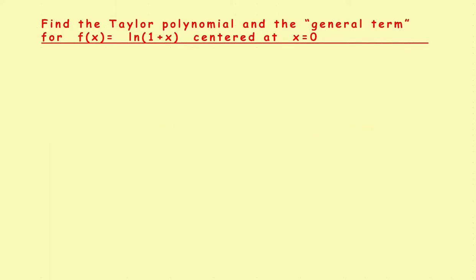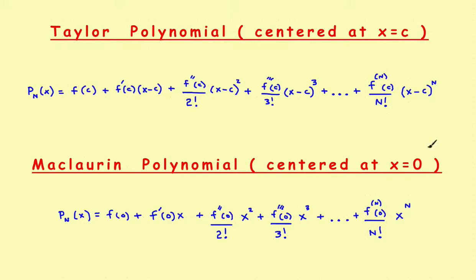So, just like we've done in the past, now we'll start with this. What we've got is this. Find a Taylor polynomial and the general term for the natural log of 1 plus x centered at 0. Again, just to remind you of the rules, if you have a Taylor polynomial centered at c, it's in this form. If you have the same thing, a Maclaurin polynomial centered at 0, it's in this form. So since ours is centered at 0, this is the definition that we're going to use right here.